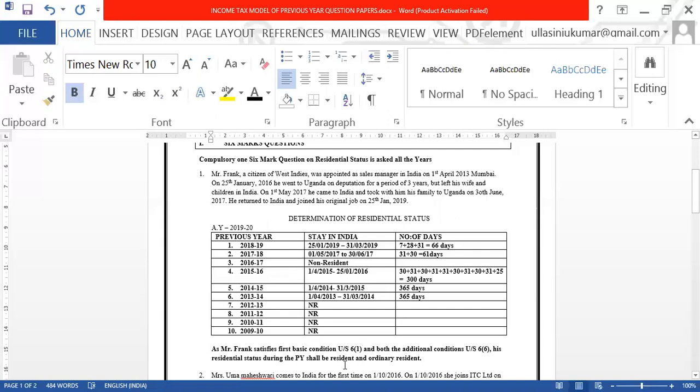Such kinds of problems will occur in your examination, or rather, residential status has always occurred in your examination. So go through these kinds of problems. Sometimes they may directly give you the number of days he has stayed in India. The only thing is you have to check whether it satisfies the residential status conditions. So one problem would be there, but the way of asking it might differ.